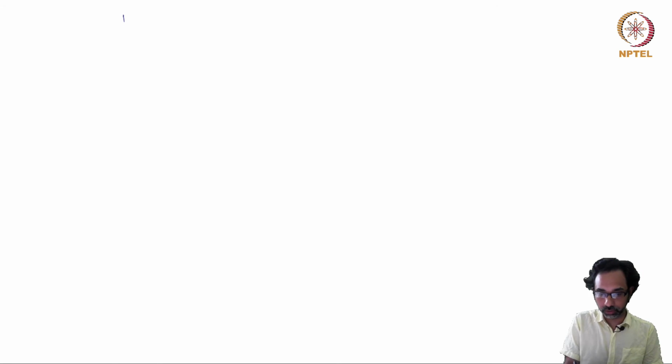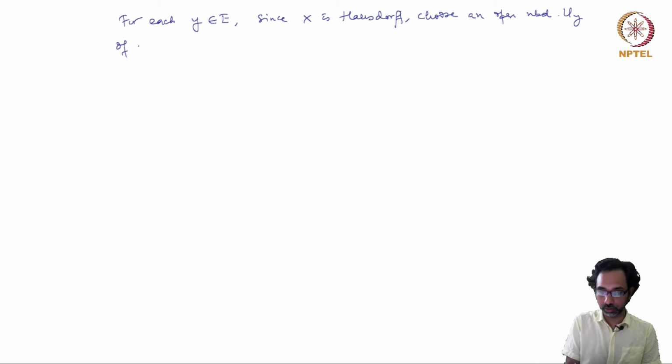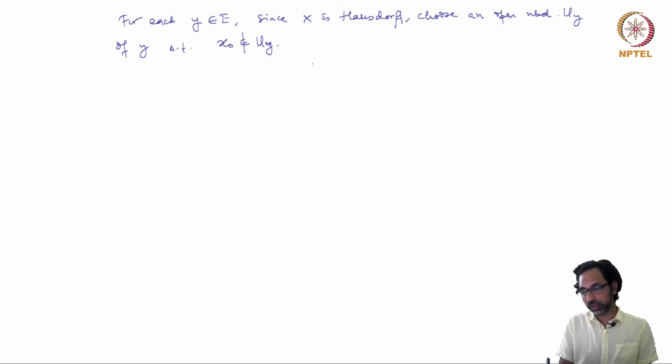So let's see how this can be done. For each y in E, since X is Hausdorff, we choose an open neighborhood U_y of y such that x0 does not belong to U_y. In fact, this doesn't even require the full Hausdorff condition, it's just T1. So this is the T1 separability axiom.